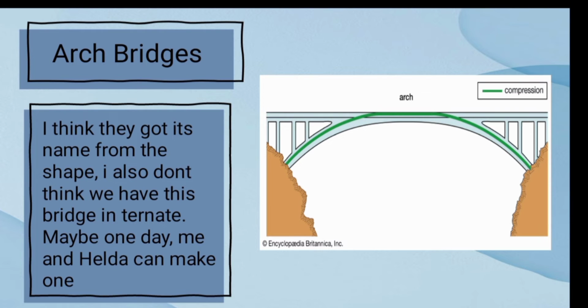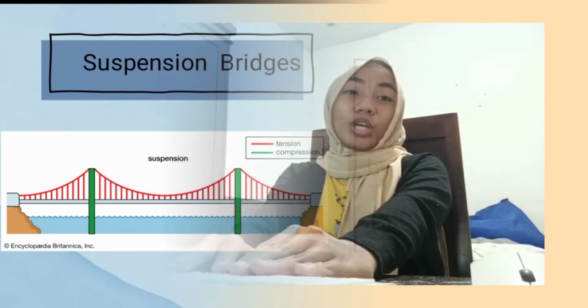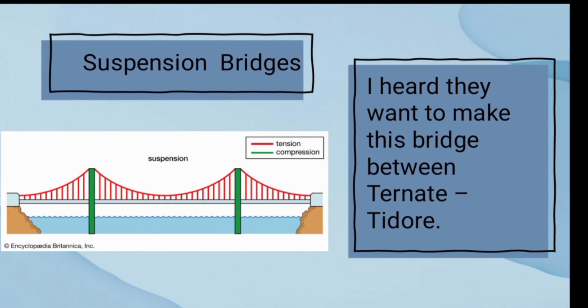And there's also arch bridges. I think they got their name from the shape. I also don't think we have this bridge in Ternate, but maybe one day, me and Helda can make one. I don't know, let's hope for the best. Also, there is the suspension bridge. I heard they want to make this bridge between Ternate and Tidore. I'm not really sure, but let's hope for the best.